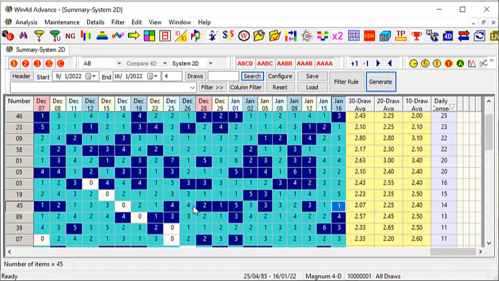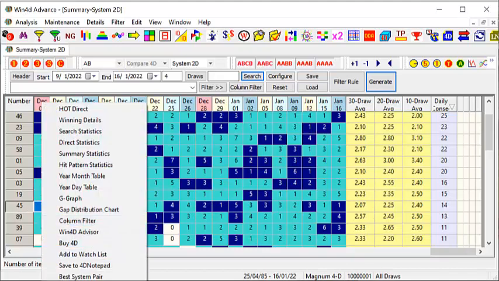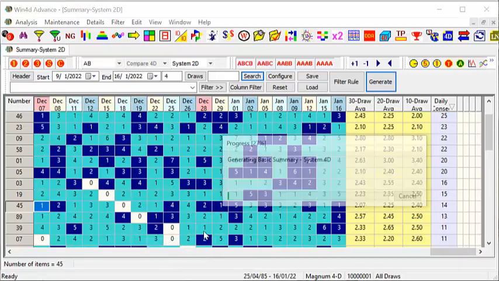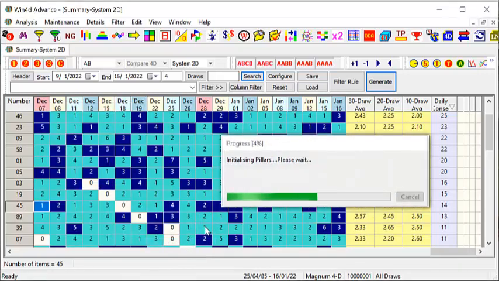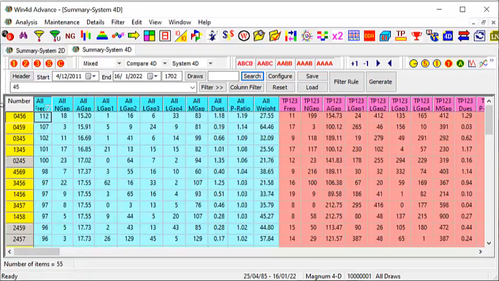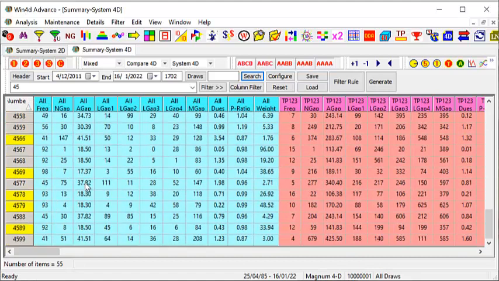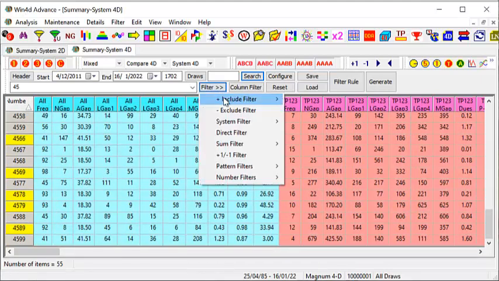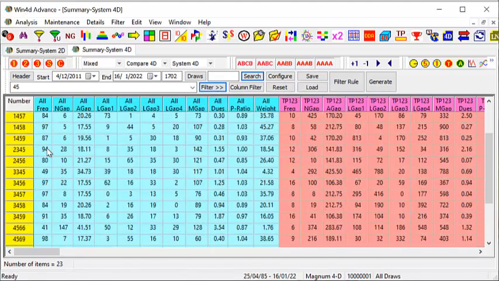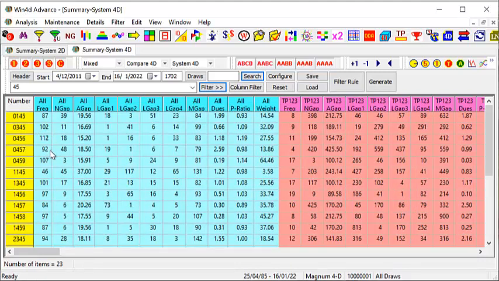Why 45? Because once it appears with a top prize, there is always a chance for 3 continuous draws with a top prize. So once we have this in mind, we can do this: left click first, followed by right click, go to the System filter, System 4D. You'll notice there are a total of 55 sets of them. Alright, starting from 0045 all the way to the very last set of numbers, which is 4599. Filter, include filter, go into the hot system, right? It comes down to only 23 sets.